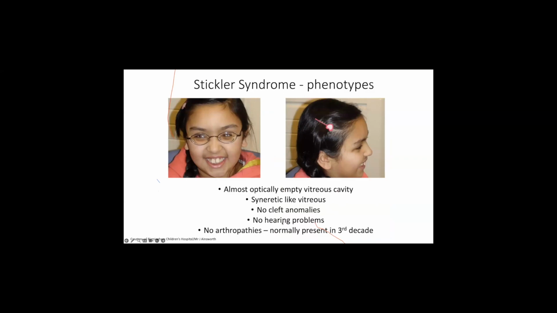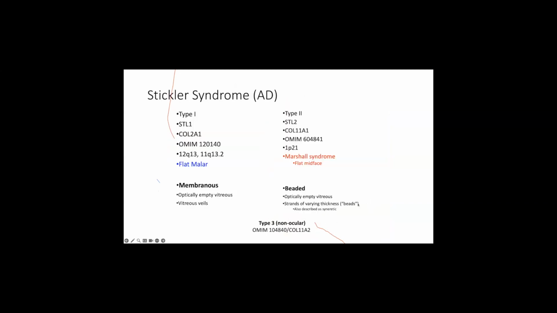She didn't have any problems with cleft abnormalities. She didn't have any hearing problems, and she didn't have any arthropathies or arthritis, though they normally present in the third decade with that. Stickler syndrome was predominantly thought to be just autosomal dominant. It's a collagenopathy, so it's related to a collagen vascular disorder. There are two main types, and in the two types, we get a different type of vitreous that we see.